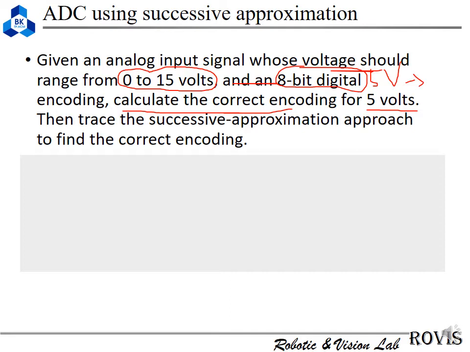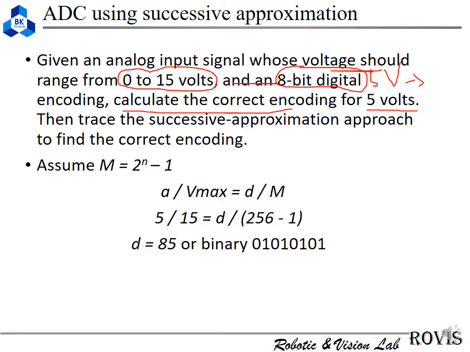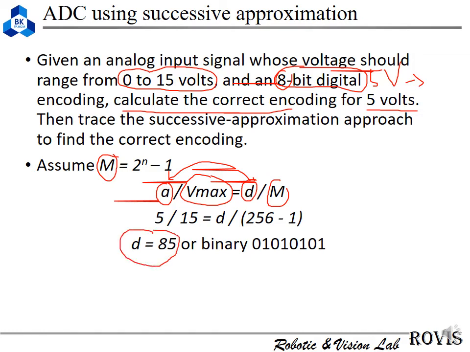Okay, so we will apply the equation here. Because we use 4-bit data, M equals 2 power 4 minus 1. A is 5 volts. We want to find D. Vmax is the maximum voltage that the component can produce. D is the number equal to A here, and M is 2 power n minus 1, and we will find D equals 5, or the binary will be this one.